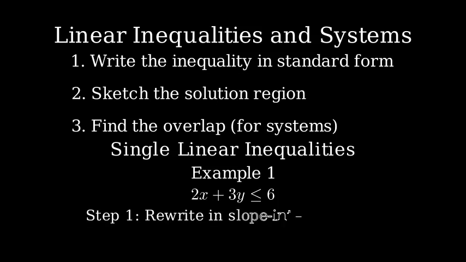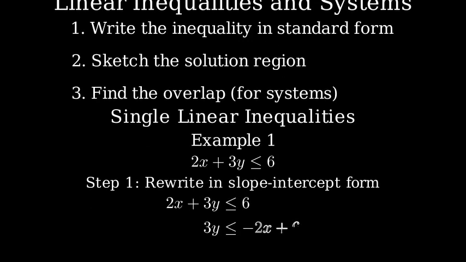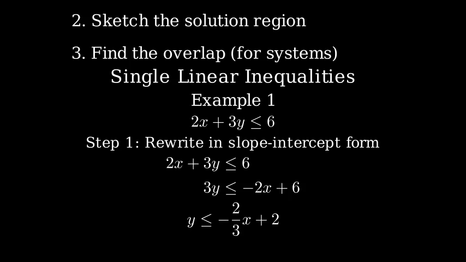Step 1. Let's rewrite this inequality in slope-intercept form, which is y equals mx plus b. Starting with 2x plus 3y is less than or equal to 6, we subtract 2x from both sides to get 3y is less than or equal to negative 2x plus 6. Then we divide everything by 3, giving us y is less than or equal to negative 2/3 x plus 2.